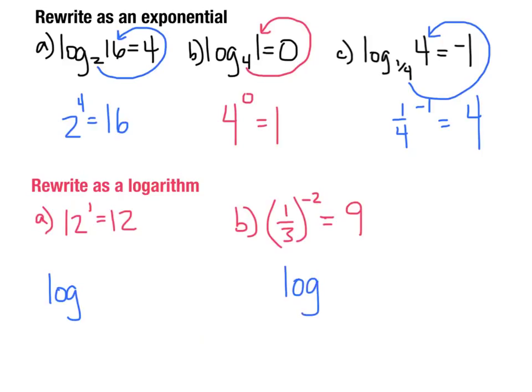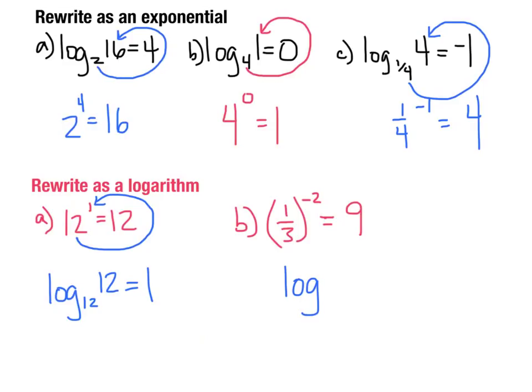Alright, now, what's the base of the log? The base of the log is the base of the exponent. So log base 12 of 12 equals 1. And this right here is a very important property. We're going to talk more about that later.